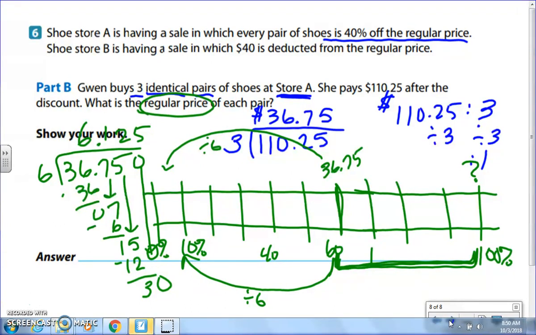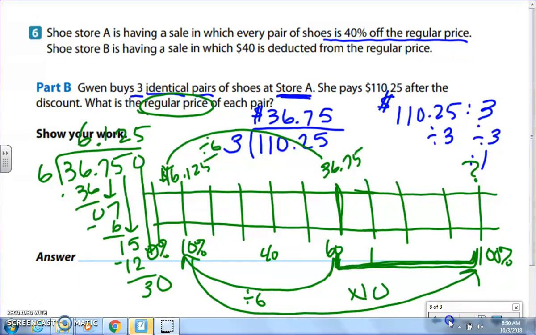because we're going to multiply that by another number here in a second, we're going to keep everything for now. So $6.125 is how much 10% would be. We need to know how much 100% would be. So if I know 10%, I want to change it into 100%, I multiply by 10. Same way here, I multiply by 10. And so you can see when I multiply by 10, you just move the decimal one spot.